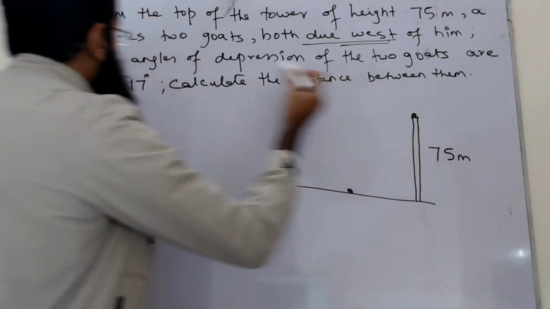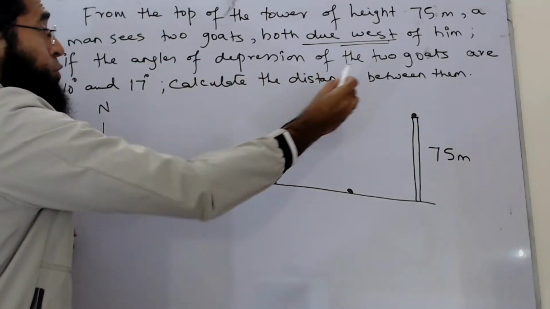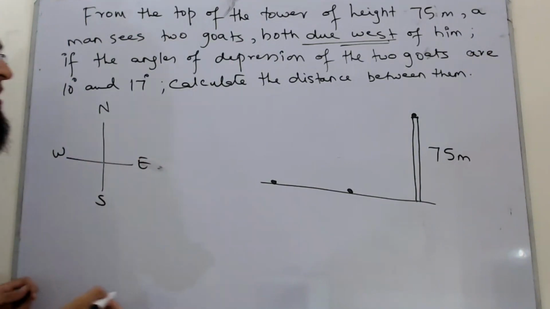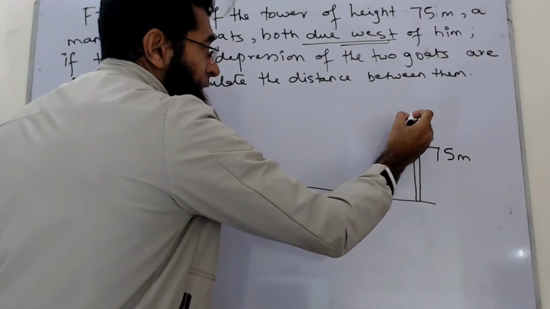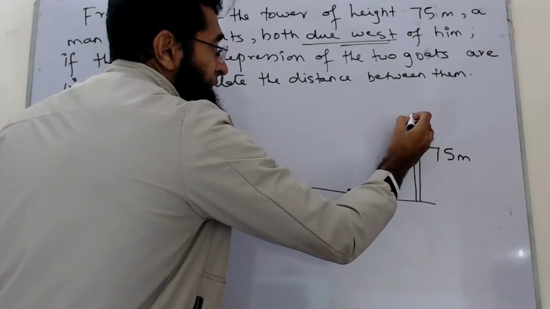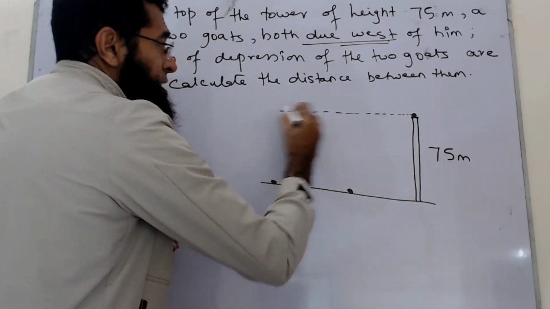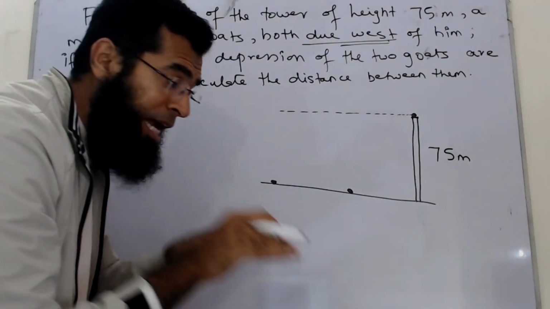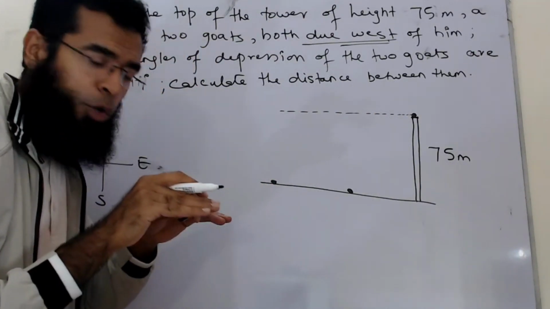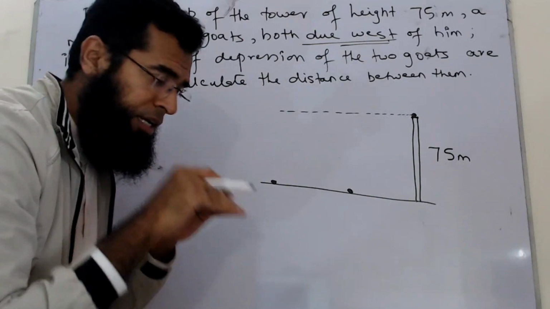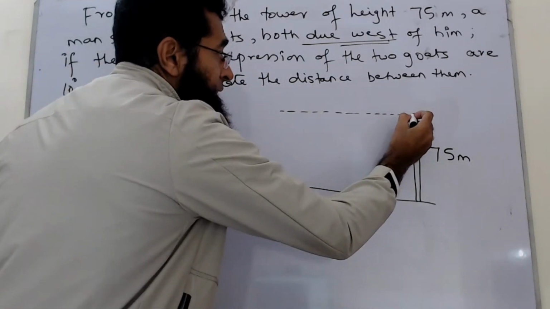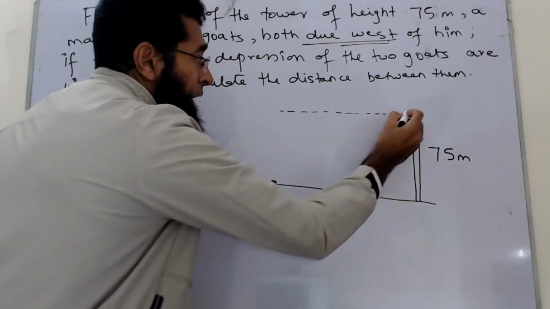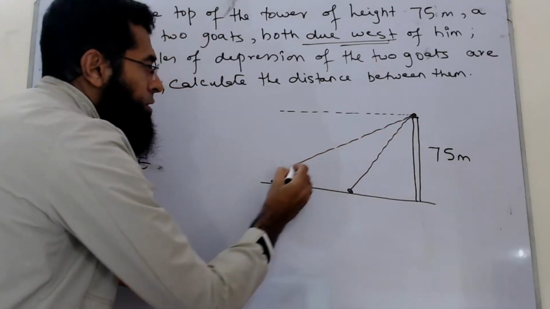So if the angle of depression of the two goats are 10 degrees and 17 degrees, so angle of depression, right? We've already discussed, this is his eye level. So this is the x-axis level of that man. And he's now looking in a depression, right? At something which is below his eye level, right? So let's say he is looking at this goat and he is looking at this goat, right?